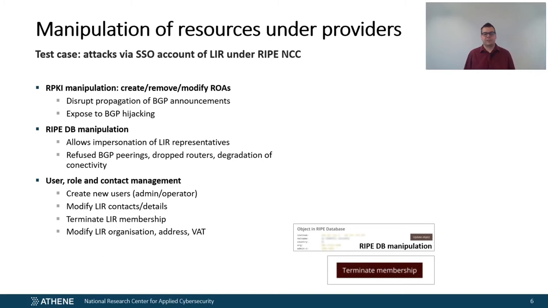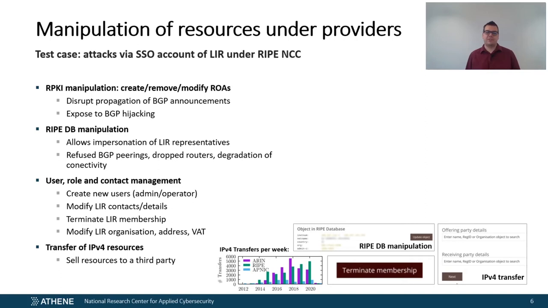The attacker can also terminate the LIR membership, which would essentially delete all the customer's accounts and resources. And finally, the attacker can also initiate a transfer of internet resources or address space blocks and essentially sell the address resources of the victim to another party. And this is especially effective if the attacker colludes with the buyer of the IP resources, because then it is easy to fake contracts which show that both the victim and the buyer essentially signed the contract, which is a requirement for the transfer to be made.